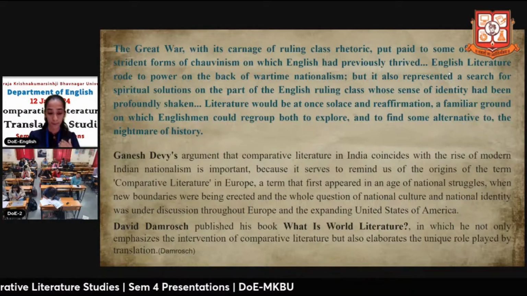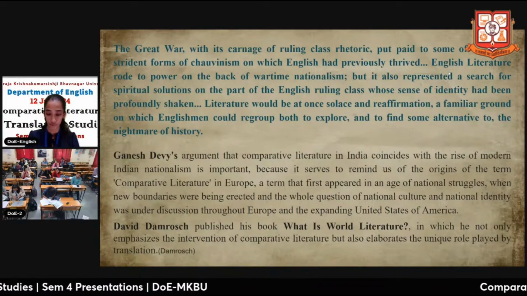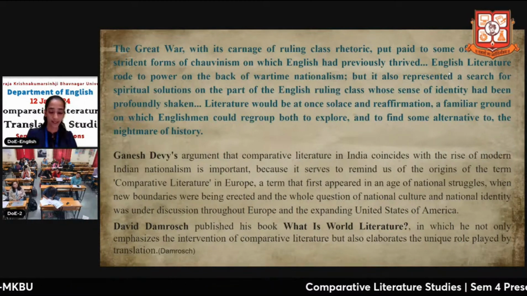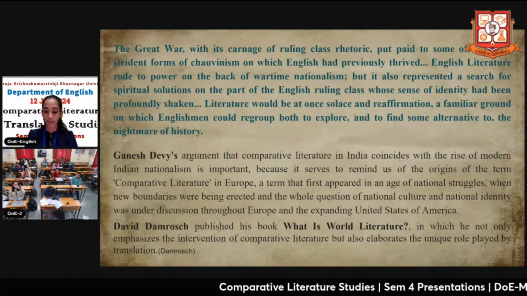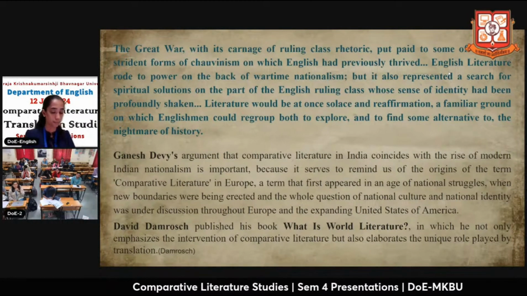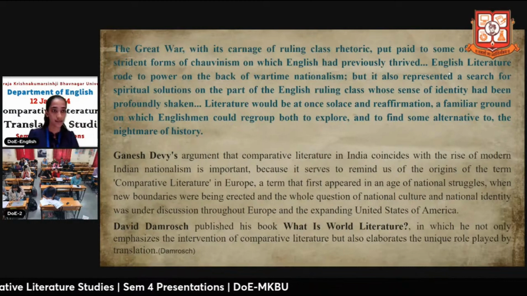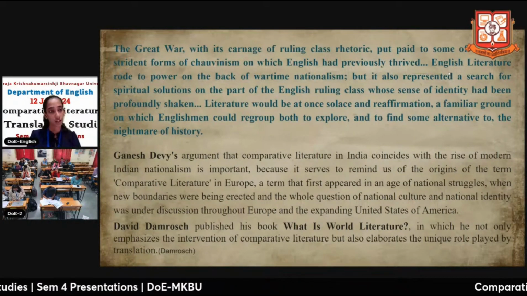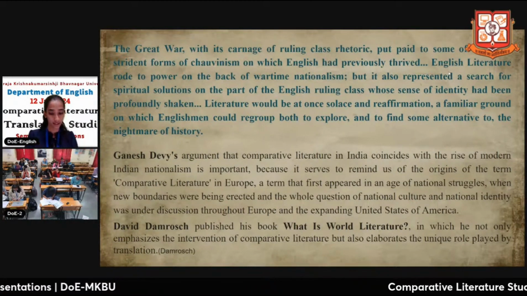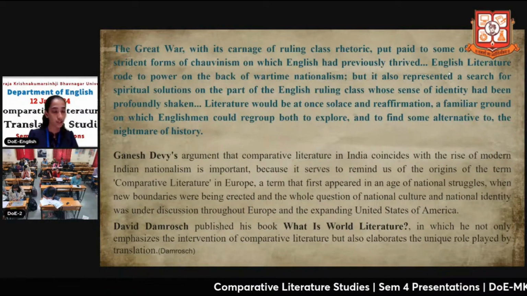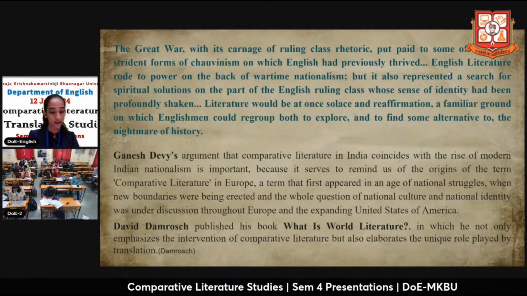David Damrosch published his book What is World Literature, in which he not only emphasizes the intervention of comparative literature but also elaborates the unique role played by translation, as Gopi mentioned in the earlier slides. Translation is another important key theme in this article by Susan Bassnett, and translation and comparative literature are going parallel or side by side.